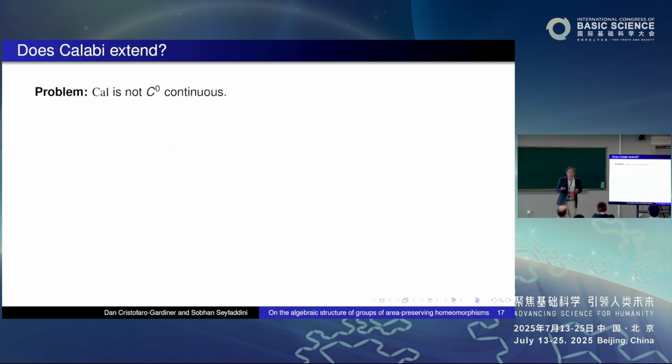What's the problem? Well, the naive way to do that would be to extend it by continuity. But the problem is that this homomorphism is not continuous. And there's a simple example, I believe, due to Sobhan.